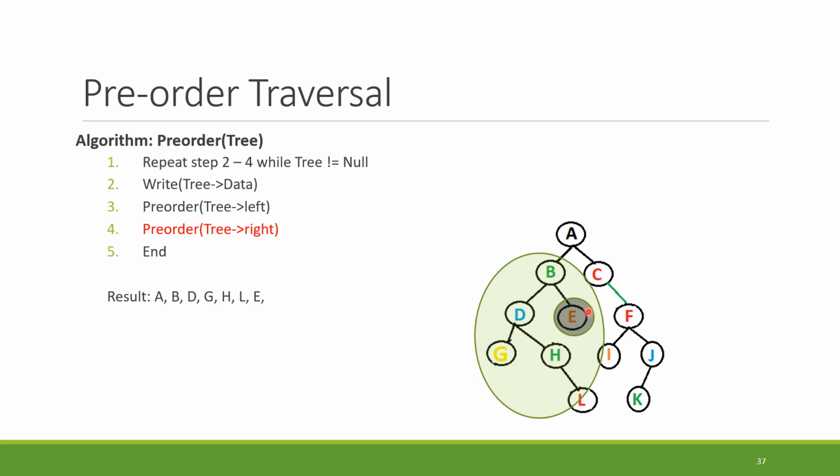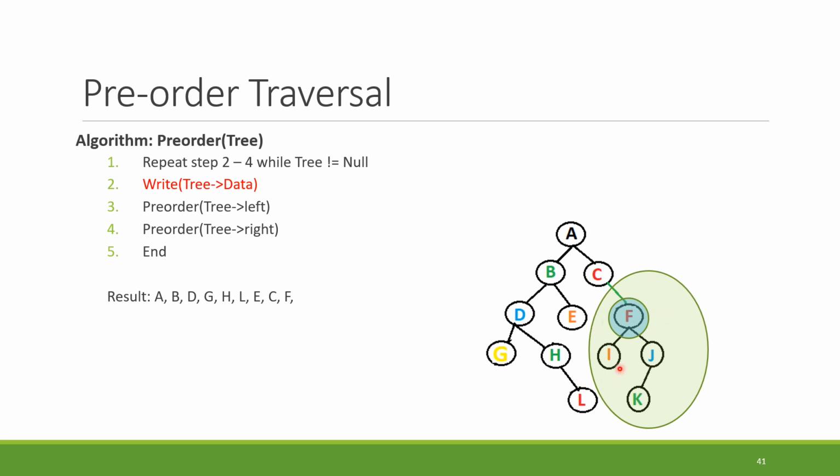Now you can see that root is already read, left subtree is completely traversed. Now go to the right subtree, which is starting with C. Now C is the root node, so read or traverse C. Then go for the left subtree. So here there is no left subtree for your C subtree. So go to the right subtree. Now read the root node, which is F.